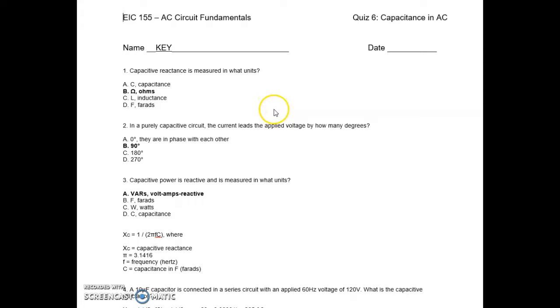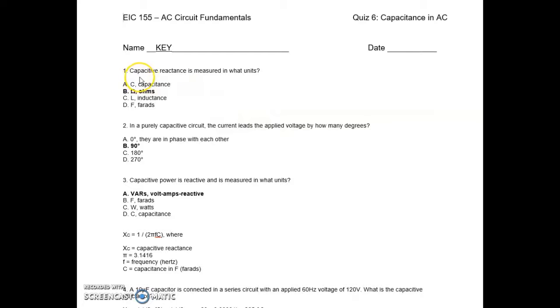Week 6 quiz was on capacitance in AC. This is the Microsoft Word version of the quiz. The same content is in D2L. Let's go over that quiz now.